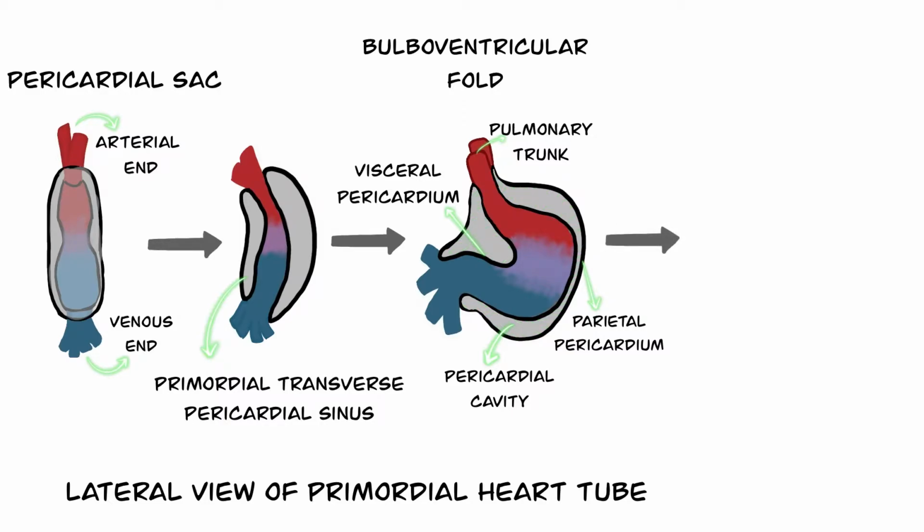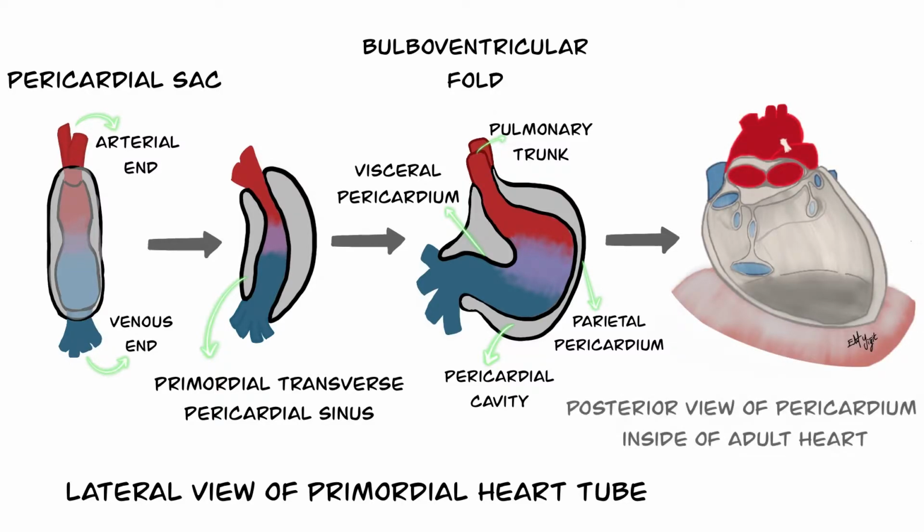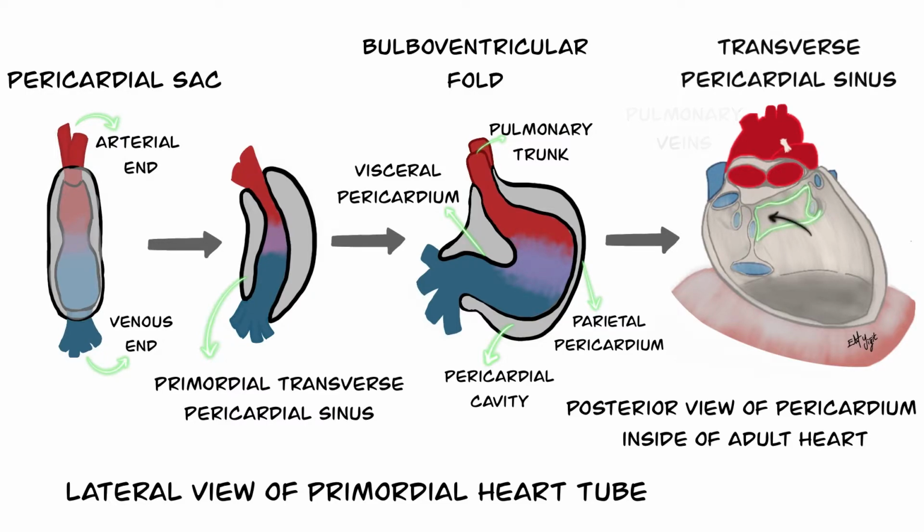In later stages of the embryo, the veins expand and separate into branches inferiorly and laterally. The pericardium reflects around these veins and forms the boundaries of the oblique pericardial sinus. In the end, around the pulmonary veins, the transverse pericardial sinus is located posteriorly to the aorta and the pulmonary trunk.